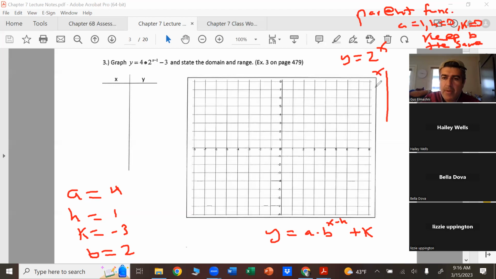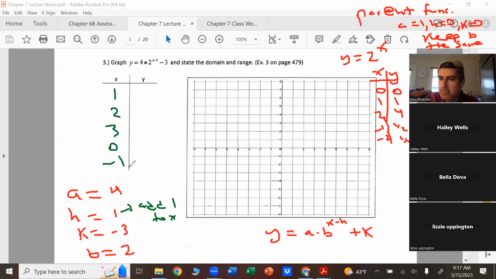So when I make a table for the parent function, we know 0, 1, 2, -1, -2. I'm going to do 5 points just to be on the safe side. So 0, 1, 4, half, and 1/4. So it's pretty clear that h is 1, so I've got to add 1. So this means add 1 to x. So that's what I'm going to do. I'm going to add 1 to x. 1, 2, 3, 0, -1. Boom, there we go.